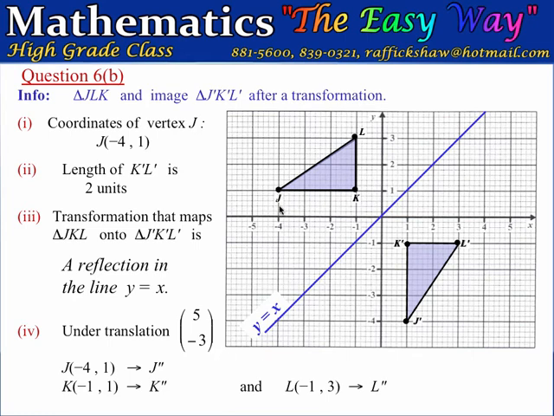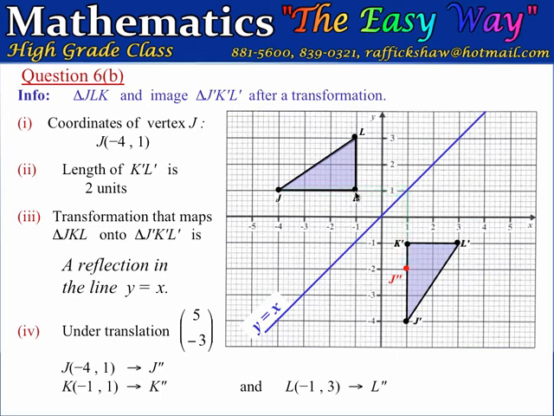So let's start with the point J. J will move 5 units to the right and 3 units downwards, and so this is where J double prime will be. 1, 2, 3, 4, 5 units to the right, 1, 2, 3 units downwards, and so J double prime will be located right here at this point. That's 1, negative 2.